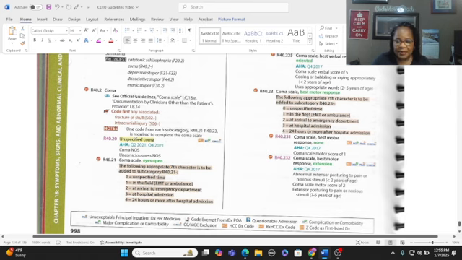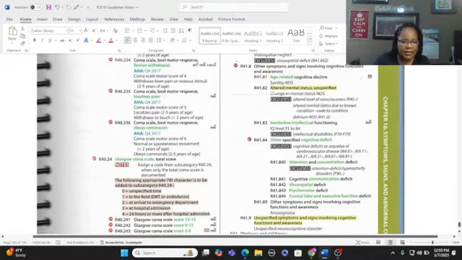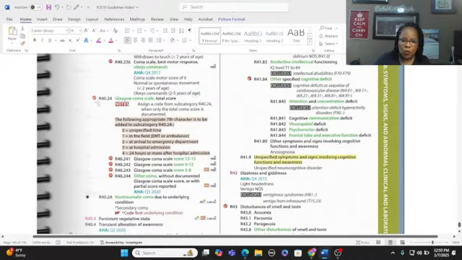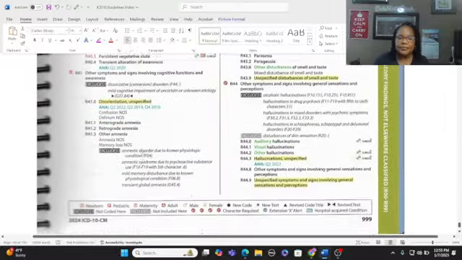R40.23, same seventh characters, and R40.24, 0, 1, 2, 3, and 4. So see, now you get to see a seventh character that's not an A, D, or S, initial, subsequent, or sequela, or the others for the fractures. You get to see 0, 1, 2, 3, 4. And these are with the Glasgow Coma Scale, total scores.